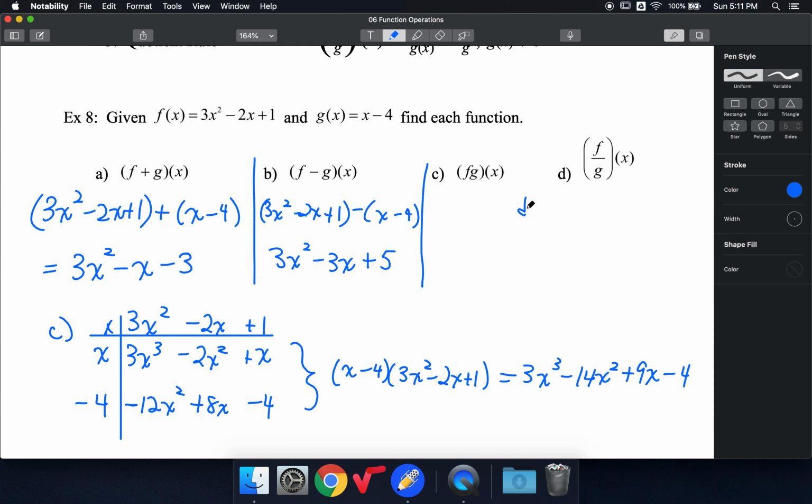I'm going to come back up here to do the division. My division, 3x squared minus 2x plus 1 over x minus 4. Later in the year, we're going to look at doing some long division here with the polynomials, but for right now, I can just leave it like this.